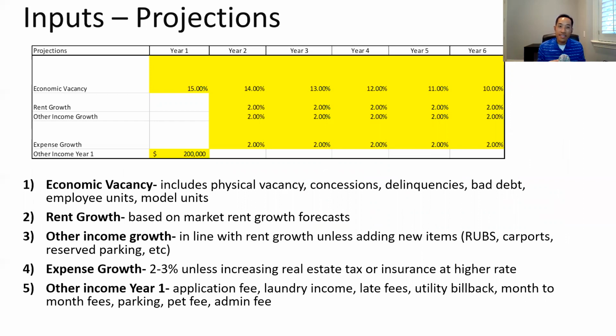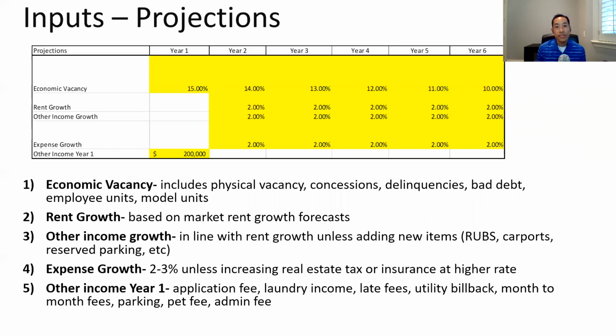Really, economic vacancy is going to be the first thing you project. And this is going to include your physical vacancy, which is for vacant units that are completely empty, nobody's even living there, right? But then there's also vacancy from concessions, delinquencies, bad debt, employee units, model units, all those things that you don't actually collect. So I like to start at max, I would say, our minimum is probably 10 to 15% for B and C properties. So I start at 15%, make my way down to 10%, seeing as the physical occupancy right now is about 95%. Rent growth I kept at about 2%, based off of after adjusting for pro forma.